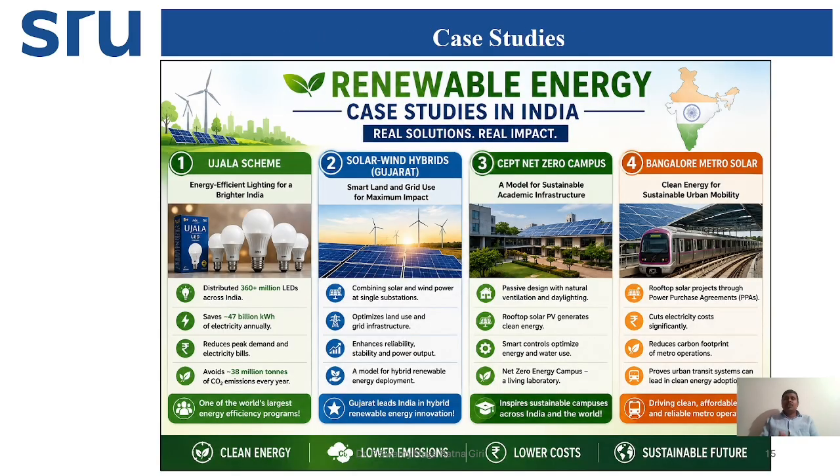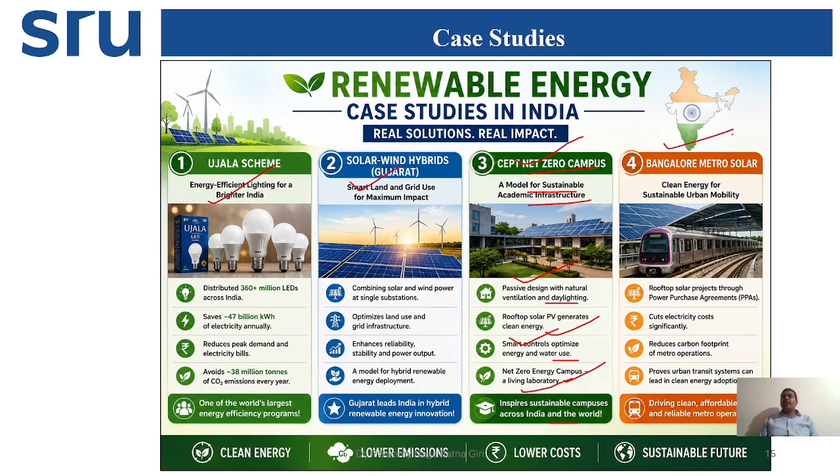It will help that the case studies are clearly mentioned. The Ujjwala scheme implemented by the government of India is one case study. Energy efficient lighting, Bijli of India, solar wind hybrids in the Gujarat model, and the SEP net zero campus, which is a model of sustainable academic infrastructure, are others. SEP net zero campus is one case study: passive design with natural ventilation and daylighting, rooftops with solar generation, and smart controls optimizing energy usage. A net zero energy campus serves as a living laboratory, so it inspires sustainable campuses across India and the world.